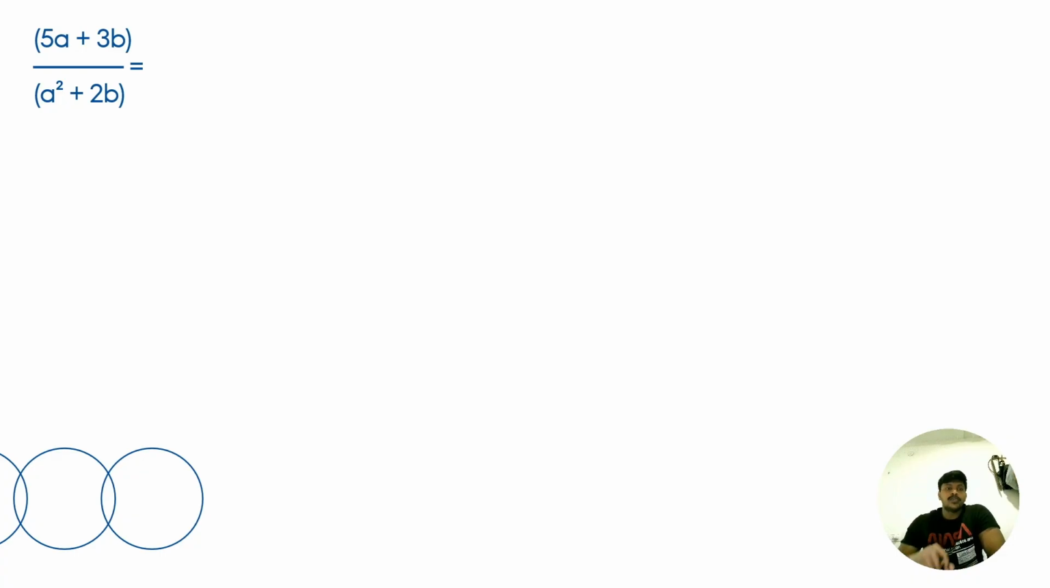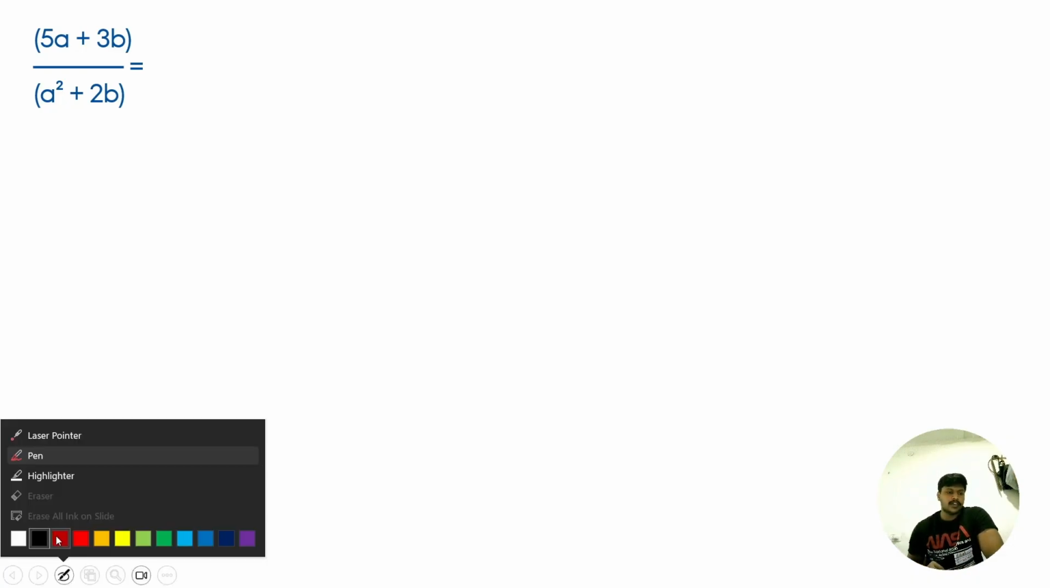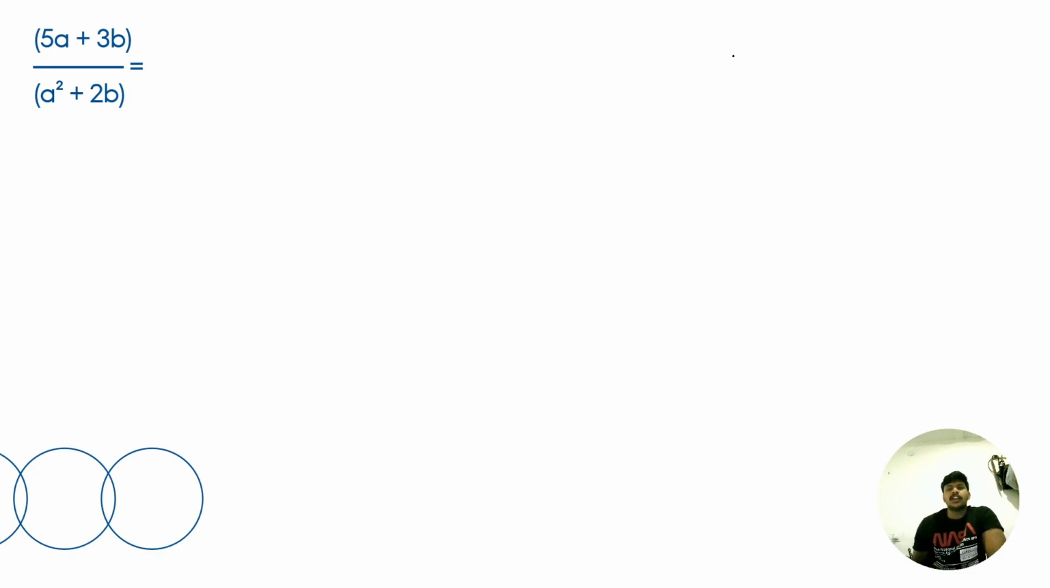Now, this is very important. This is where people are going to make mistakes. I forgot to give you the values. See here. Let us take that A is to B equal to 1 is to 2. Then try to find out this value. Assume that A is to B equal to 1 is to 2. Then try to find out the value of (5A plus 3B) by (A square plus 2B).